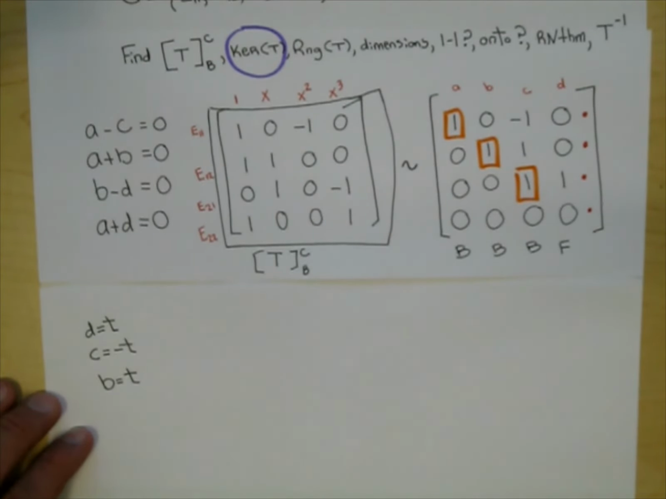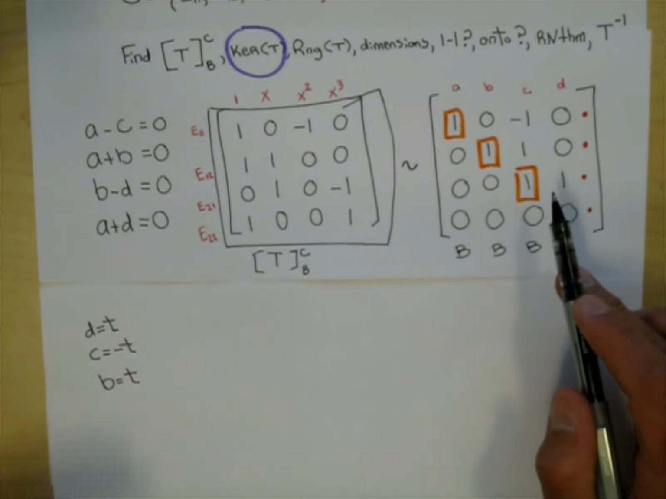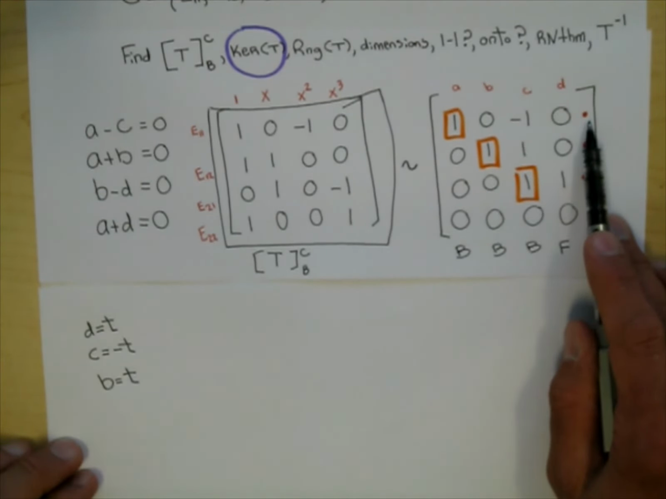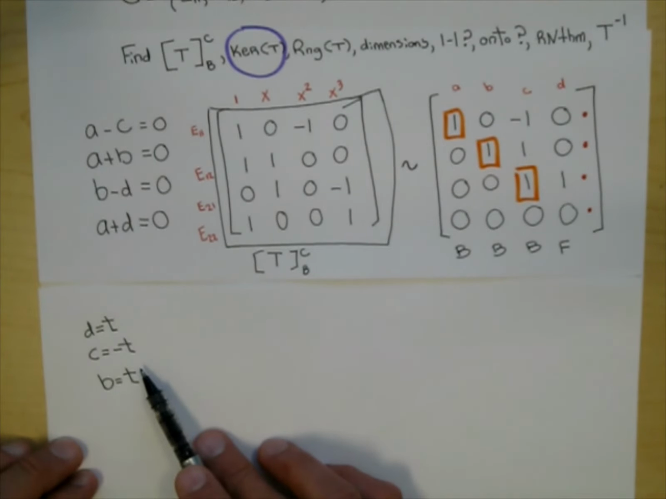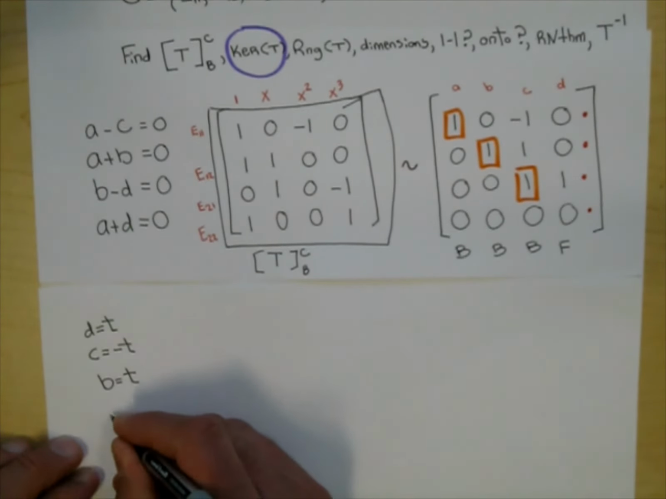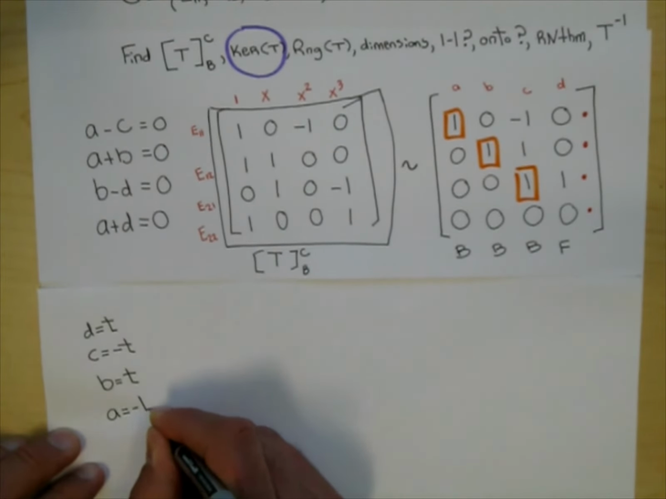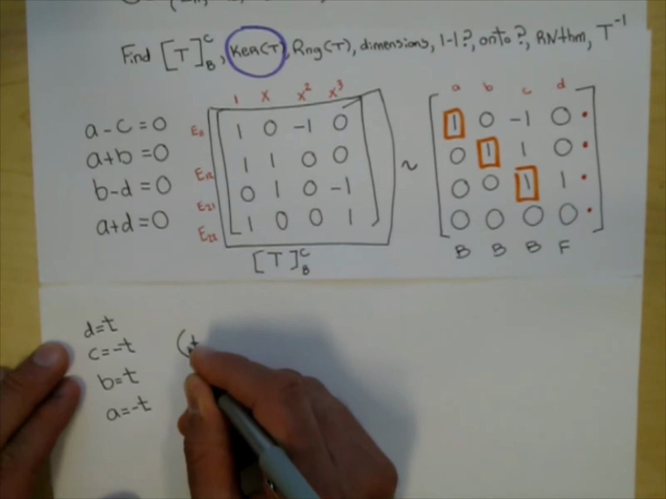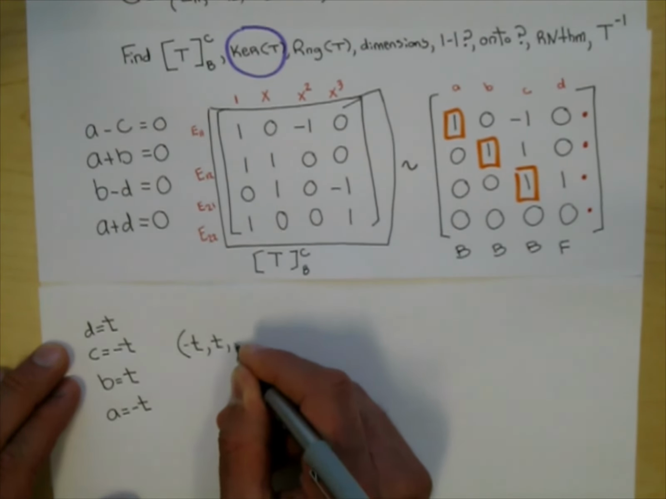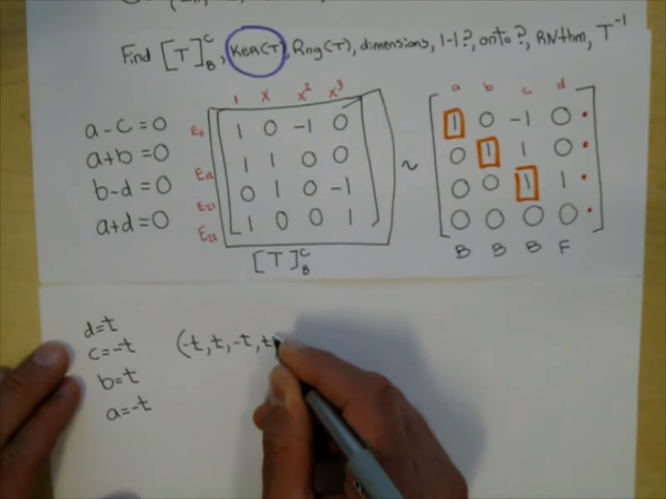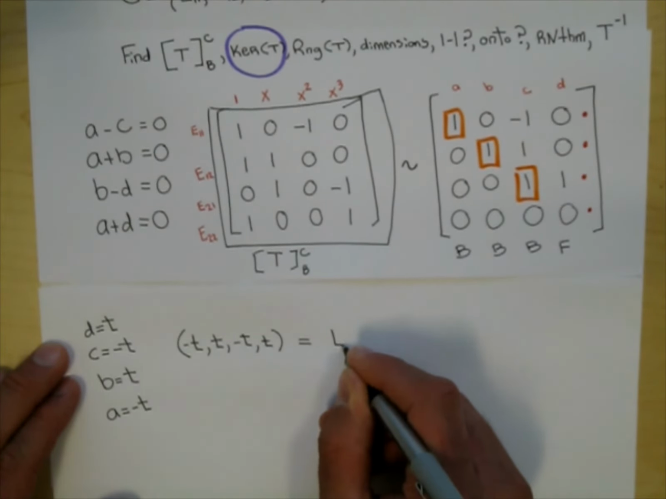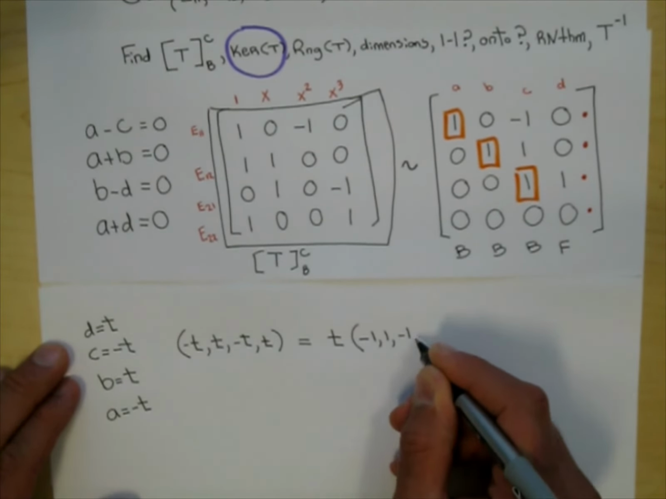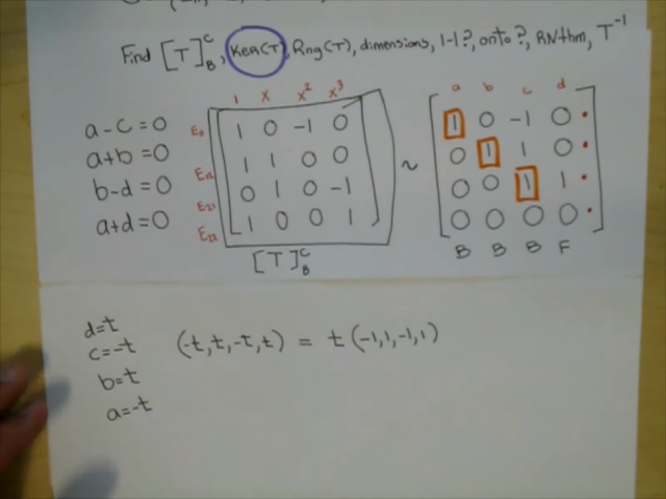Tell me this isn't confusing. And then what do we have here? We have A minus C equals 0. So that's like A plus T equals 0. A is going to equal negative T. So it looks like this: negative T, T, negative T, T. When I split this, which really isn't much splitting, I have T times negative 1, 1, negative 1, 1. So I have that right there.